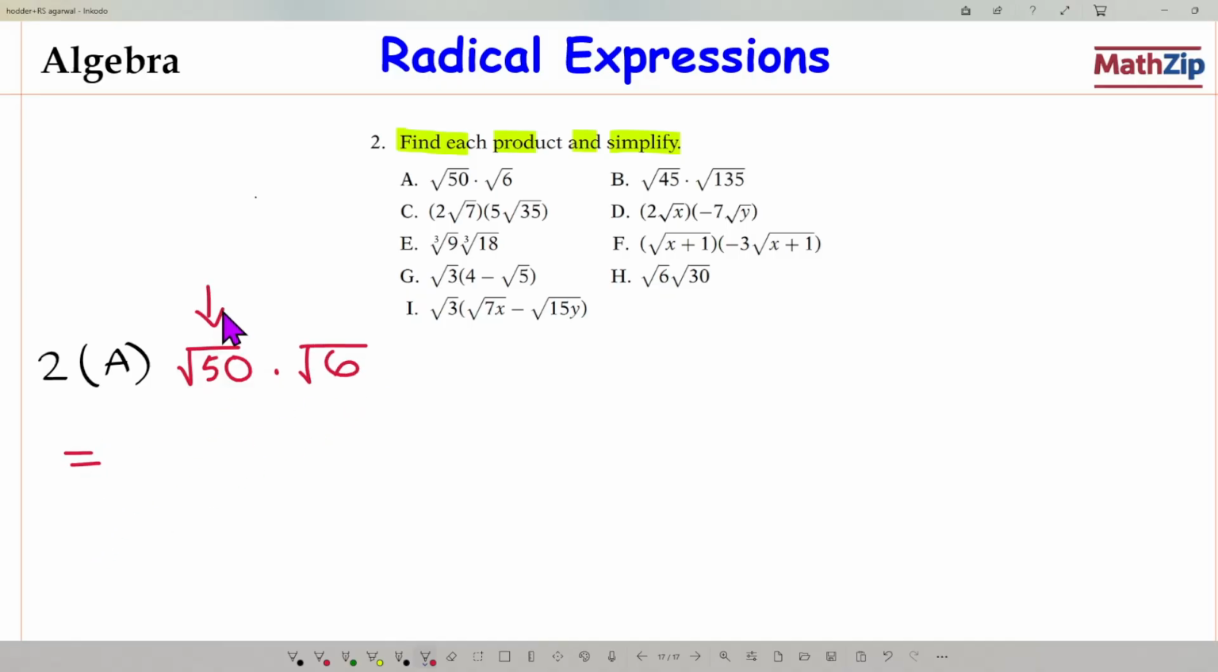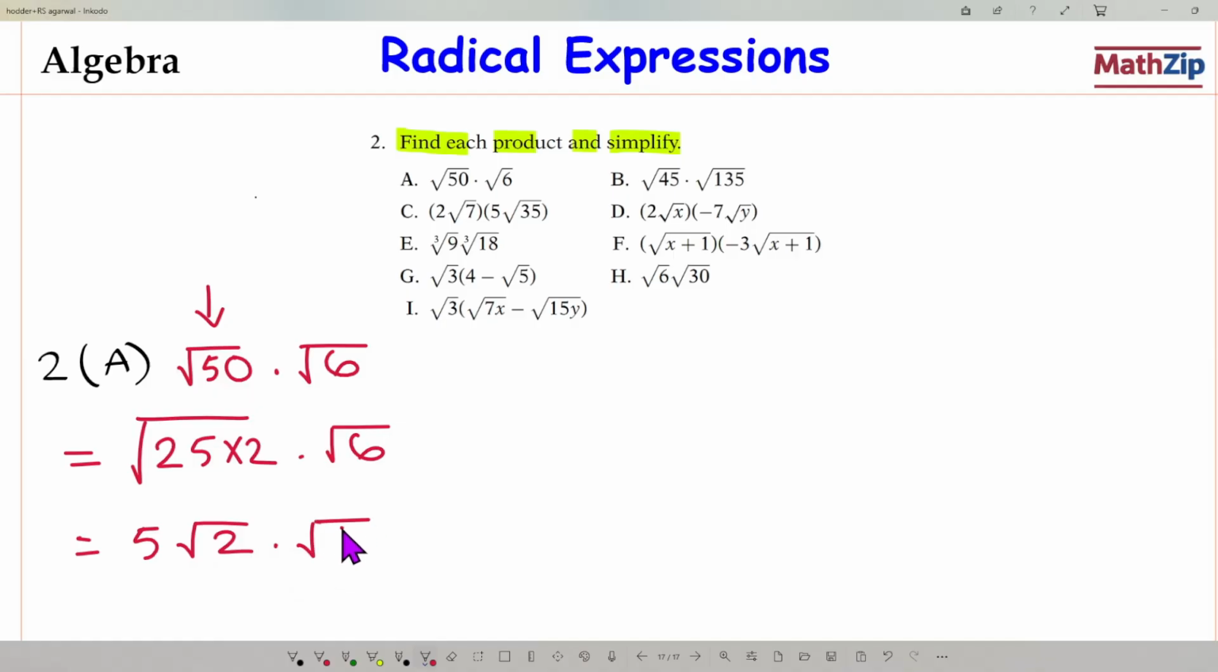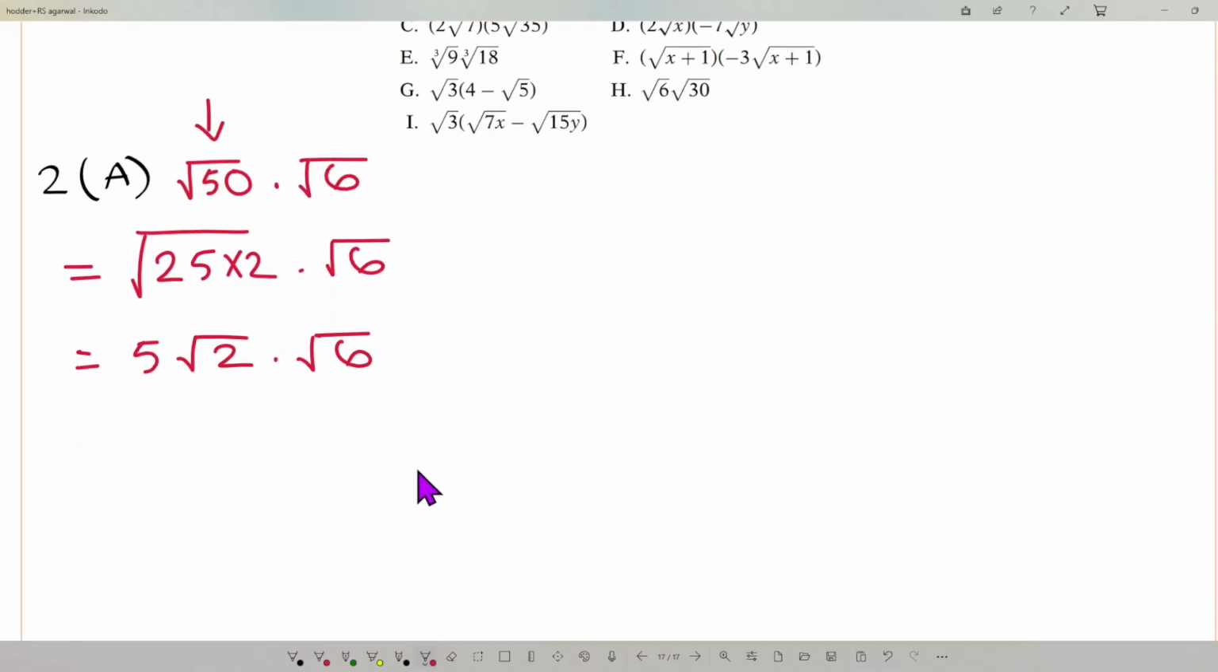First, from this root 50 we have to find the perfect square. It means 25 times 2, which is 50, and here is the root. This root 6 we cannot do anything with now. Root 25 will be 5, and here is root 2 times root 6. Then we can multiply root 2 times root 6, it will be root 12.